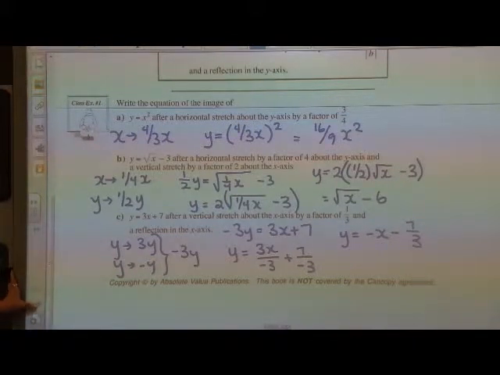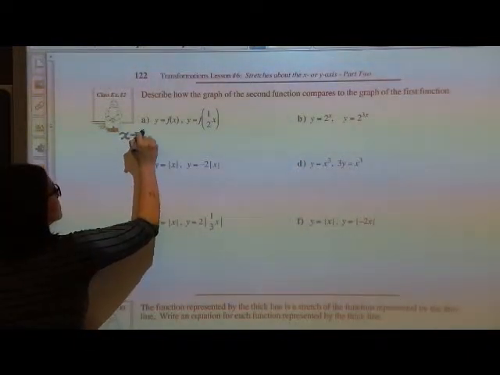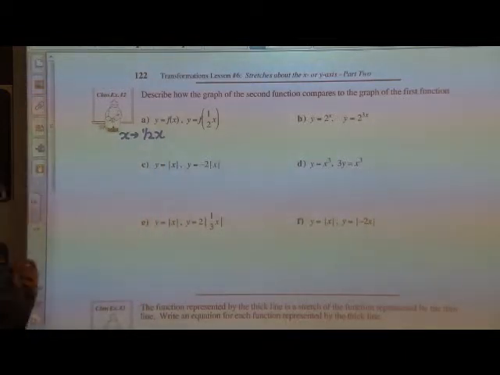Okay. Class example number 2 works the other way. They give you the two functions and they ask you how the second one compares to the first. We're still going to use replacements. So if my original function is y equals f of x, and my new function is y equals f of 1/2 x, what was my replacement? What did I change? X with 1/2 x. And if I replace x with a 1/2 x, what will I have?